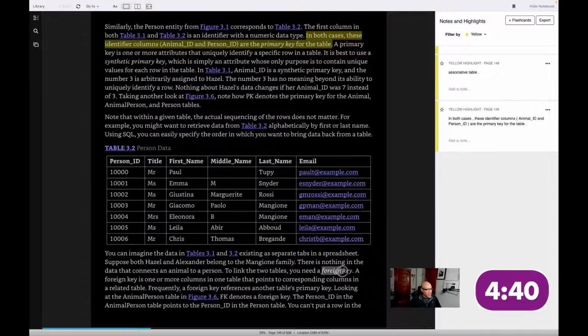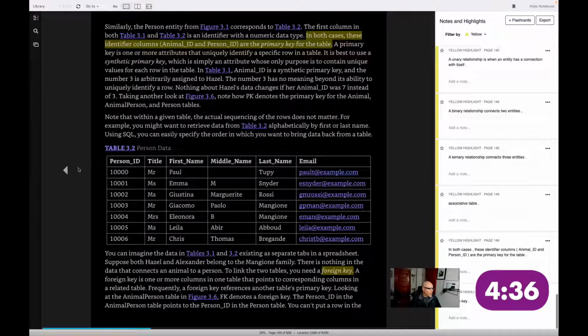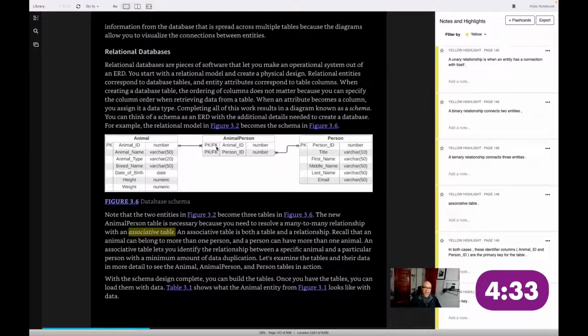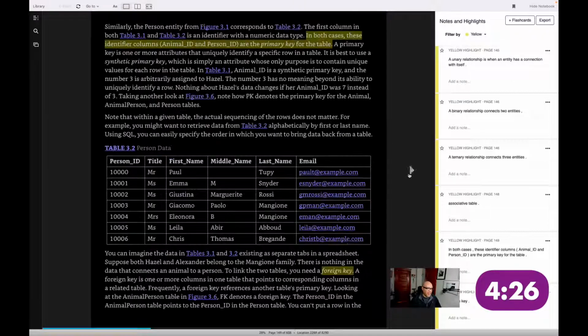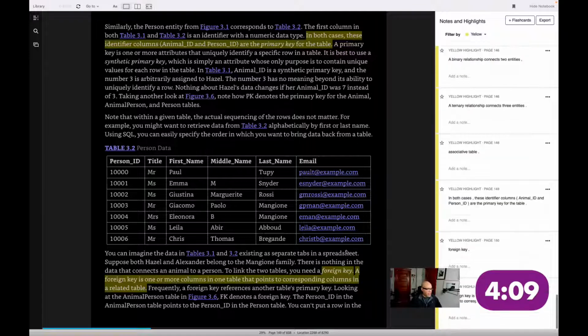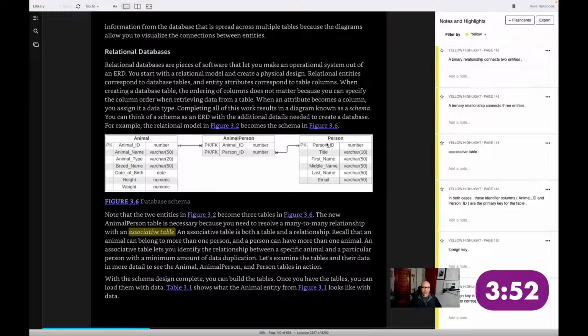So there is the term. In that table, remember when I was saying I don't know what FK is? This is PK, which is primary key, and now FK, he just defined, is foreign key. A foreign key is one or more columns in one table that points to a corresponding column in a related table. Right now he was saying, let's say that you belong to the Mangoe family. Nowhere in this table, because this information is just your person.